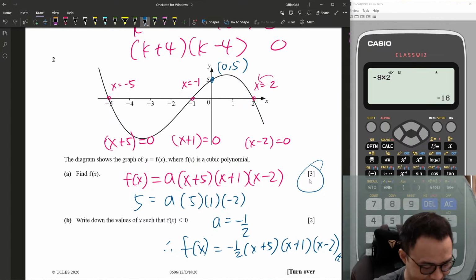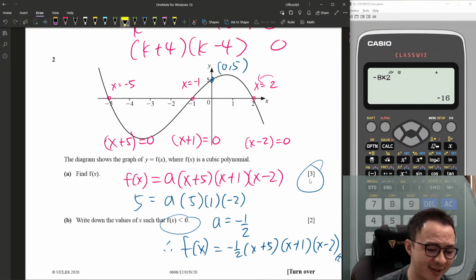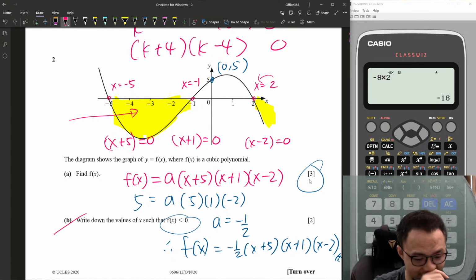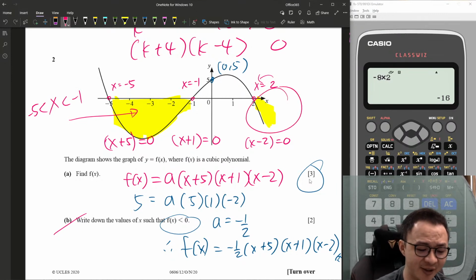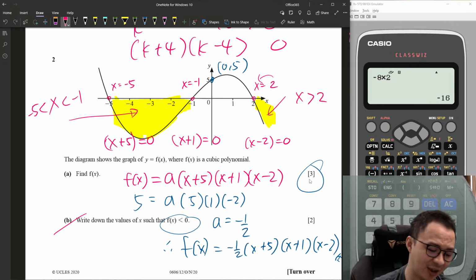Then the next thing is when f(x) is less than 0. They want to know what your range is when it's below the x-axis. Below the x-axis is the part where your graph is going below. So define this part first. Right now I'm doing part b, when it's less than 0. This part I know x is between negative 5 and negative 1, so I got the first inequality. How to define this other part? This part is basically x is bigger than 2, isn't it? Then I got both of the answers.